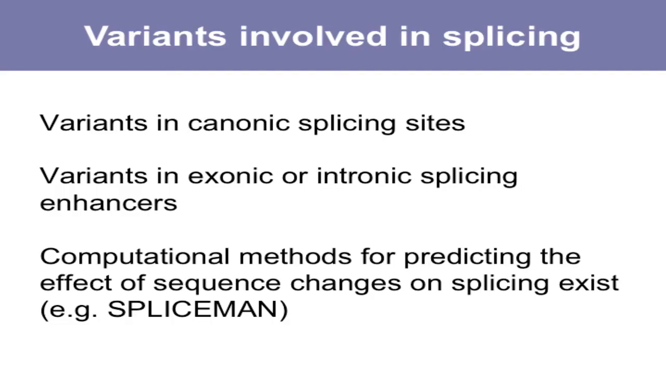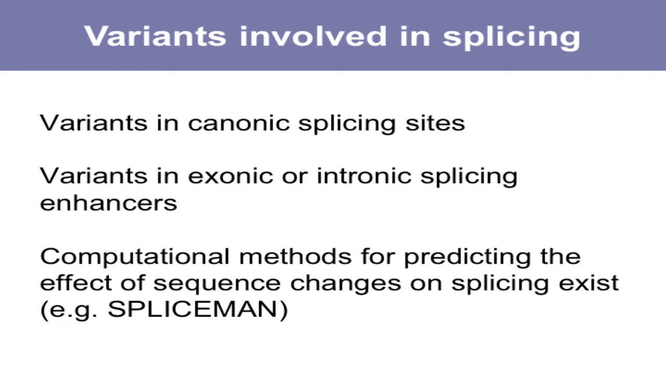Another class of variants are variants involved in splicing. So of course, variants in canonic donor acceptor sites usually disrupt splicing. However, there are more subtle variants that affect splicing, and they don't reside in canonic sites.